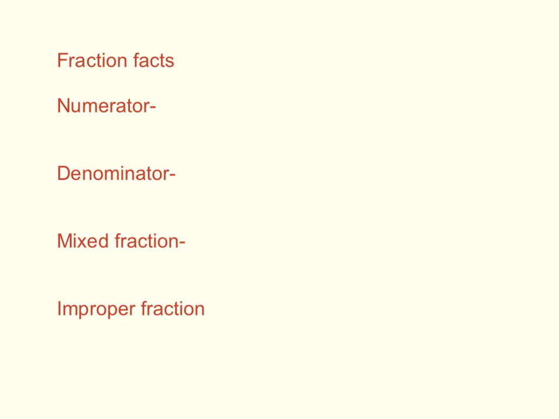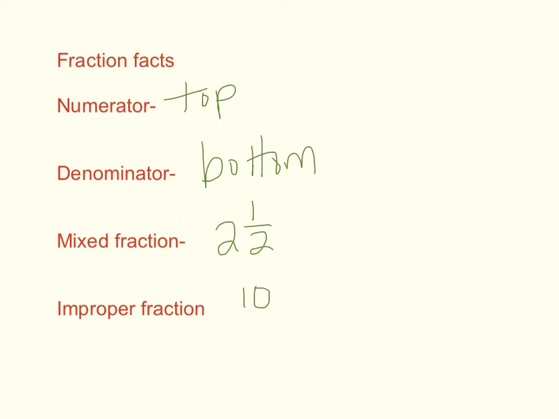The numerator, okay, is the top number. Denominator is the bottom number, okay? And I'm going to be using numerator and denominator quite a bit. A mixed fraction is when you have a whole number and a fraction together. Okay, that's mixed. Improper is when your numerator is larger than your denominator. So 10/3.